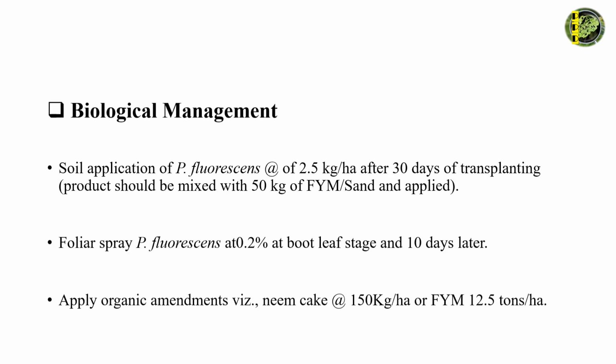Biological management: we can apply Pseudomonas fluorescens at 2.5 kg per hectare 30 days after transplanting. We can mix it with 50 kg of FYM and apply it in the soil. As a foliar spray, you can use Pseudomonas fluorescens at 0.2% at the booting stage and 10 days later. Also apply organic amendments like neem cake at 150 kg per hectare or FYM at 12.5 tons per hectare.